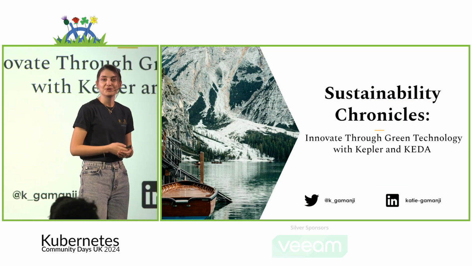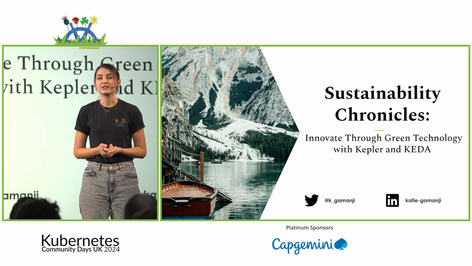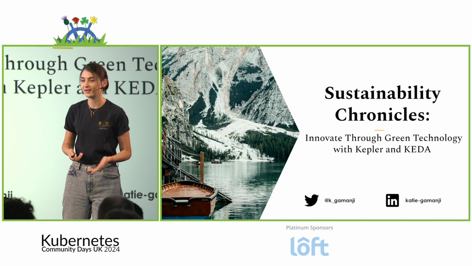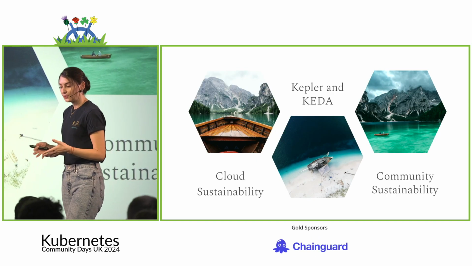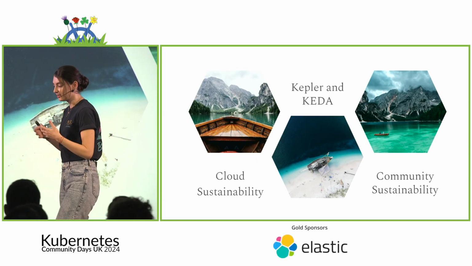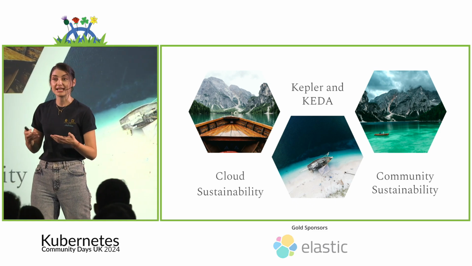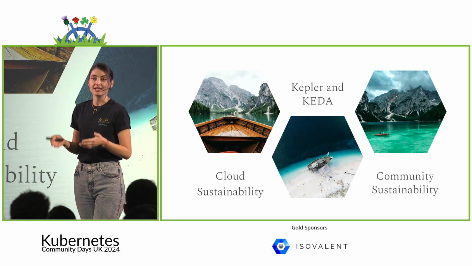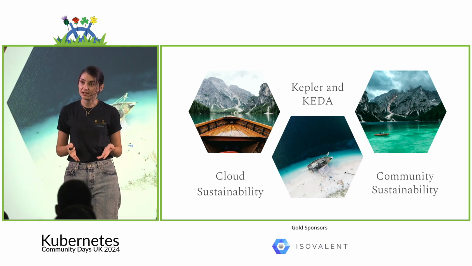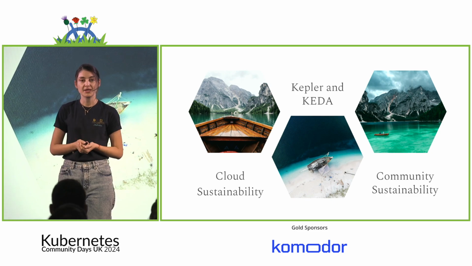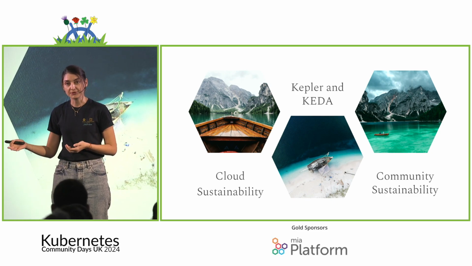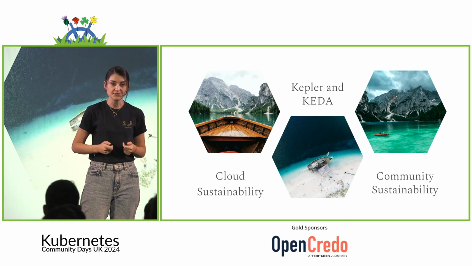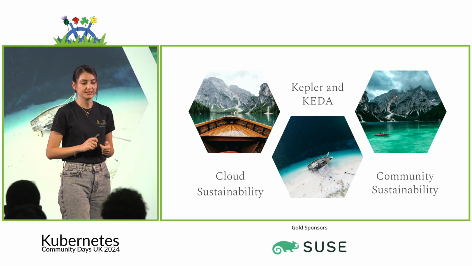Today, however, I would like to talk about sustainability chronicles, and more specifically, how we can innovate for green technology by using tooling such as Kepler and KEDA. To begin with, I would like to start with the notion of cloud sustainability. Here, I would like to emphasize why it is important for the tech sector to observe, assess, and address their emissions. Next, I would like to move towards how we can apply sustainability to a cloud-native context. Here I'm going to introduce tooling such as Kepler and the KEDA Carbon Aware Operator, which will allow us to create an inventory of our emissions and scale our workloads based on carbon intensity.